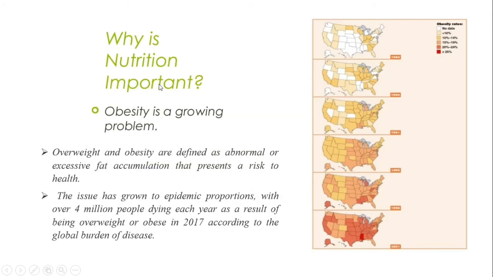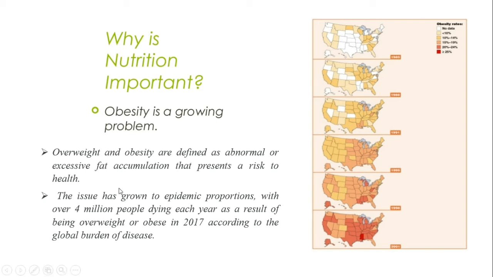Now, obesity is a growing problem in our society, right? So today obesity is a growing problem. What is obesity? It is abnormal or excessive fat accumulation that presents a risk to health. So excessive fat accumulation is known as obesity or overweight.